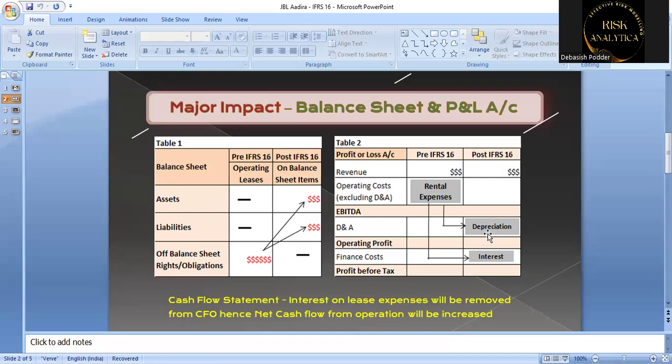It means that we have to also show depreciation expenses. So that depreciation we will be showing in the profit or loss account, and the lease liability which we are considering as loan, for which we have to pay the interest expenses, that will also be shown in the profit or loss account.